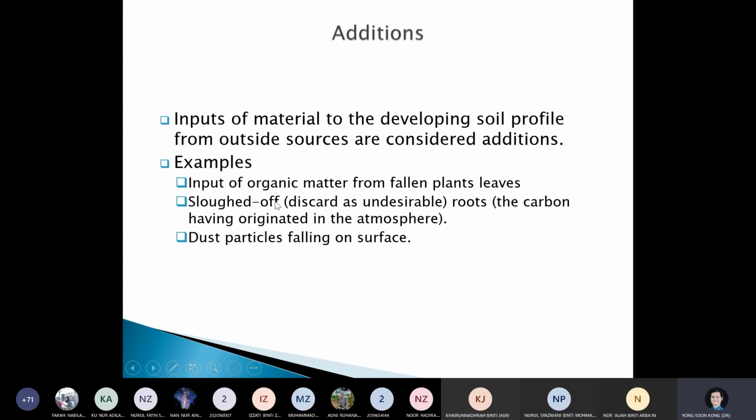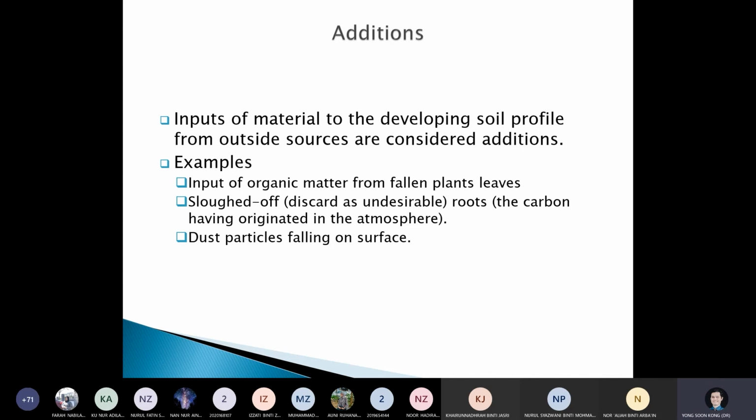And then slough off, the other example is sloughed off or discarded as undesirable roots, the carbon having originated from the atmosphere. So this is very much like the addition from the input of organic matter from falling matter from trees or plants. Now that is because most of this material is organic and made of carbon. And plants are made up through photosynthesis, in which the major constituent, carbon, comes from carbon dioxide from the atmosphere. So it's akin to the air, carbon dioxide, being fixed and converted into solid organic matter, and it keeps building up onto the soil.